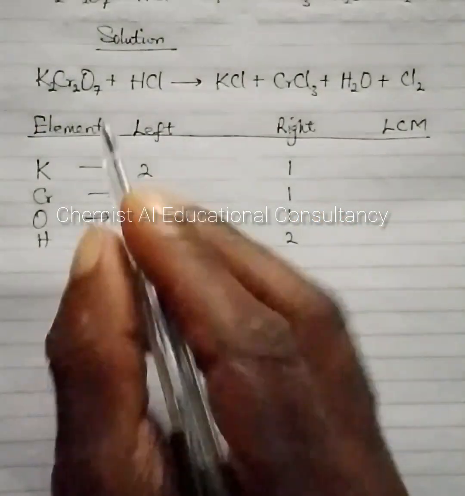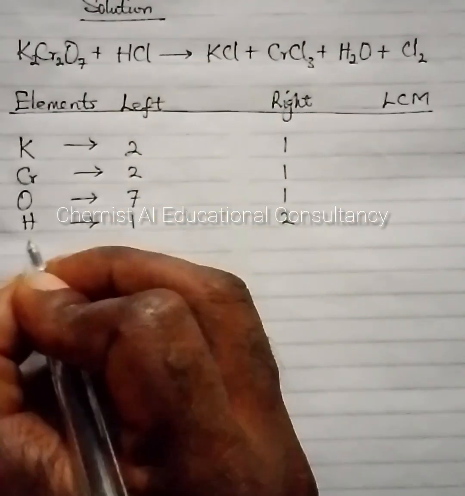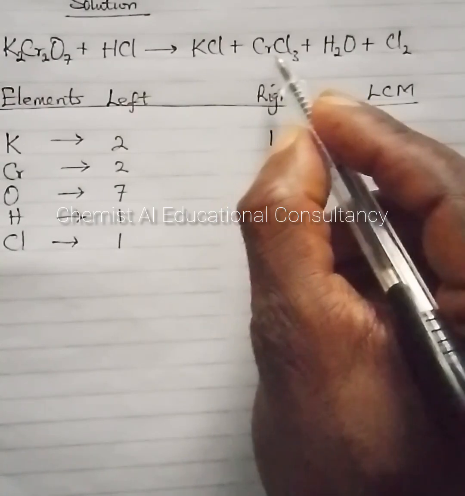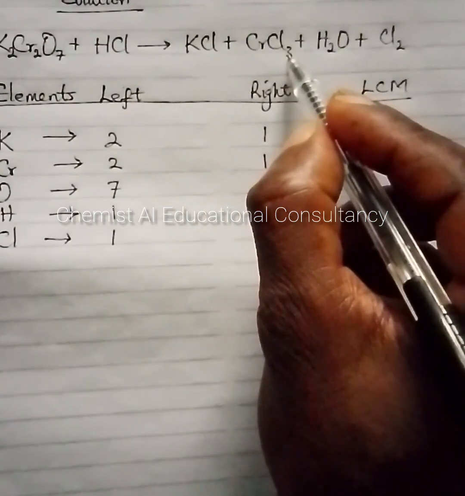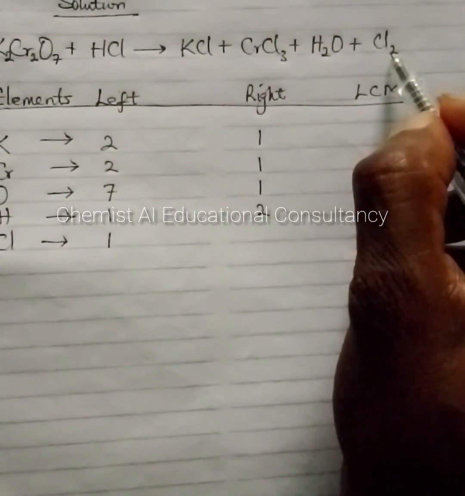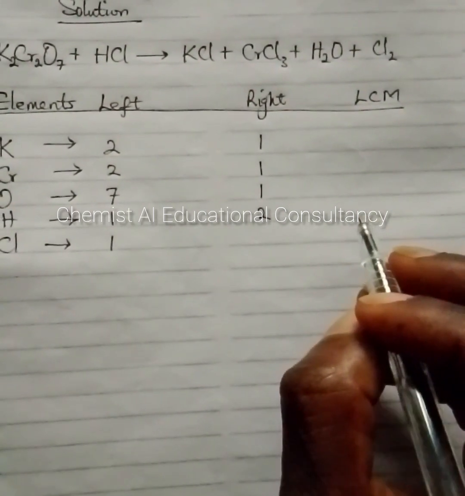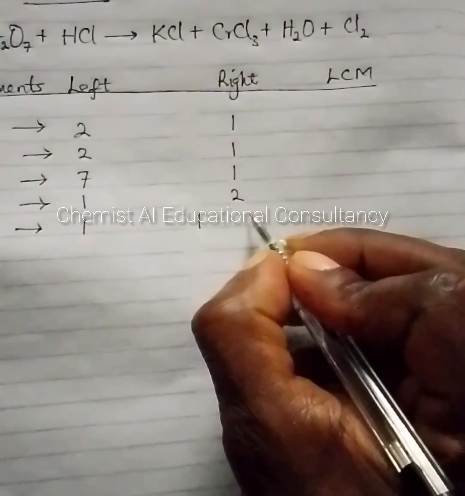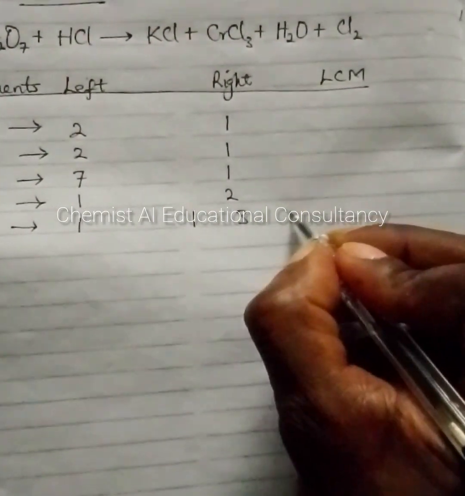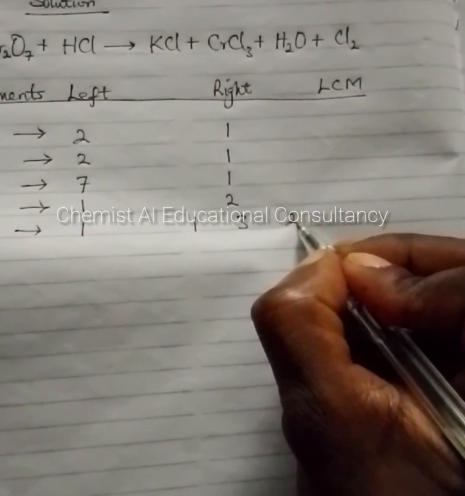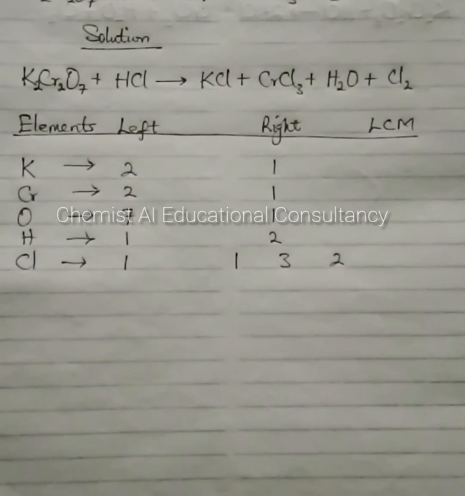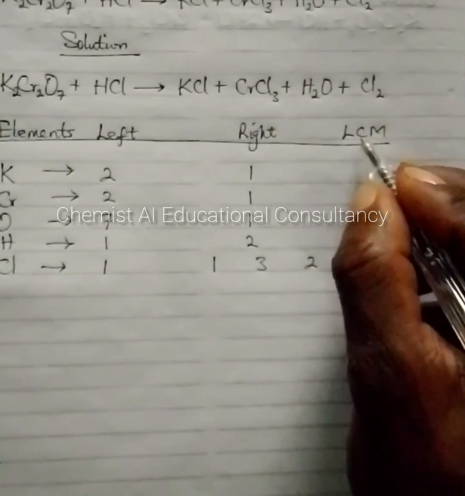Finally, the next element is chlorine. Chlorine is 1 at the left, you can see it, and then 1, 4, 6 at the right. But these 6 exist in 3 different compounds, so you write them separately: 1 in potassium chloride, 3 in chromium 3 chloride, and 2 in chlorine gas. And then we are ready for the LCM method, the Chemist AI way of balancing the equation.